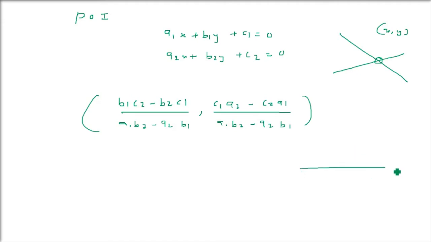In order to find the coordinates of the point of intersection of two non-parallel lines, we solve the given equations simultaneously, and the values of x and y so obtained determine the coordinates of the point of intersection. If they are parallel, there will be no intersecting point. So this is the point of intersection of two lines.